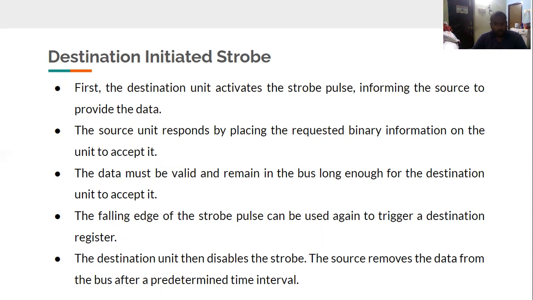The destination unit then disables the strobe. The source removes the data from the bus after a predetermined time interval. The destination unit disables the strobe because it started the strobe pulse and the data has reached the destination register. Then the source removes the remaining data from the bus after a predetermined time interval.